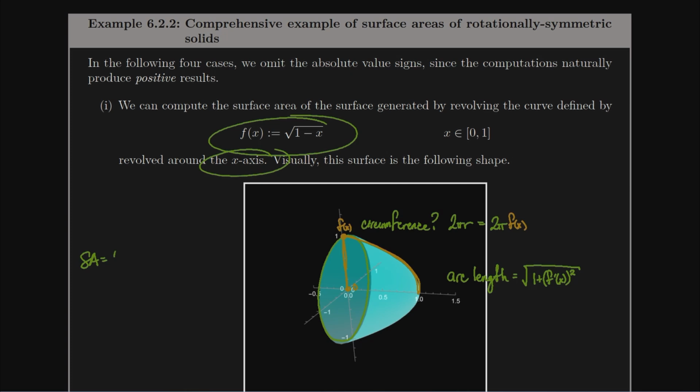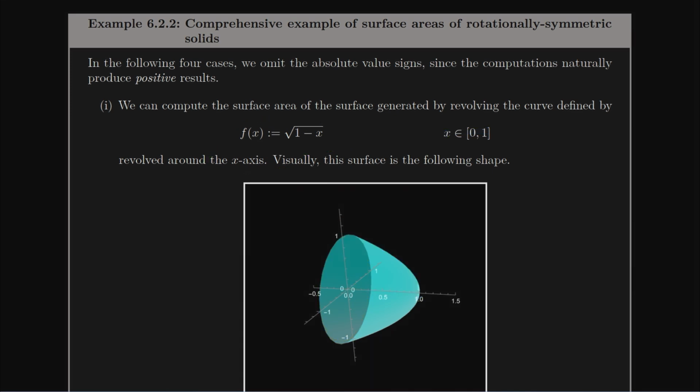And so our formula here is going to be 2 pi r, but we don't have r, we have f of x, and then the arc length formula, root 1 plus f prime of x squared dx, and then we're going to have to integrate over some lower x bound all the way to the upper x bound there. That's going to be 0 to 1, so I have 0 to 1 here.